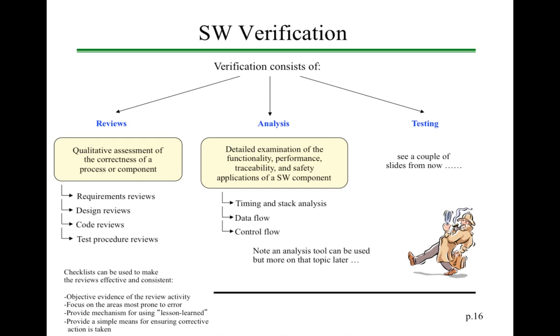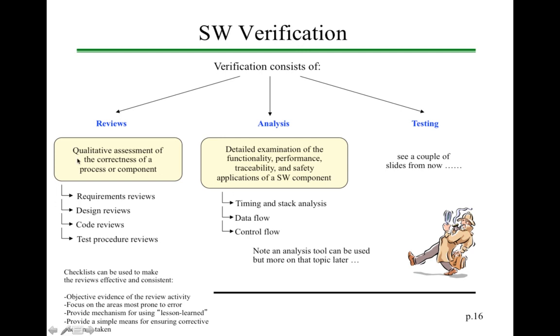So the main activities of the verification process consist of performing reviews, performing analyses, and of course performing tests. If you look at the reviews, we really try to qualitatively assess the correctness of the process or component. So we try to do these reviews of the requirements, the high-level requirements, for example, of the design, the low-level requirements, the software architecture, of the code, maybe code run-throughs or code reviews, and of course of the test procedures. So you try to have reviews of all these artifacts that you're generating in these particular cases.